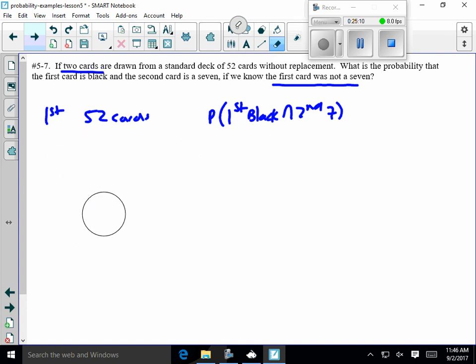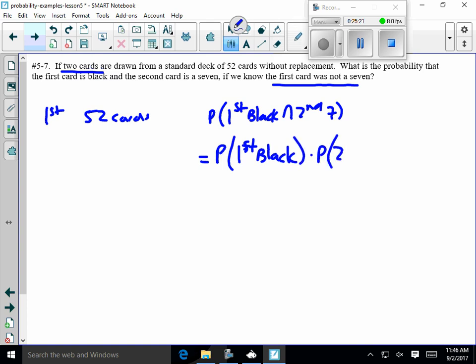So we start with the 52 cards, right? So this is definitely going to be the probability that the first card is black, times the probability that the second card is a 7 given that the first card is black, right? We're also told that the first card was not a 7. So really this should be written, the first card is black but not a 7. And this is the probability that the second card is a 7 given that the first card is black but not a 7. Okay, I'll write it like that. This is not really official notation, but it'll help us figure it out.